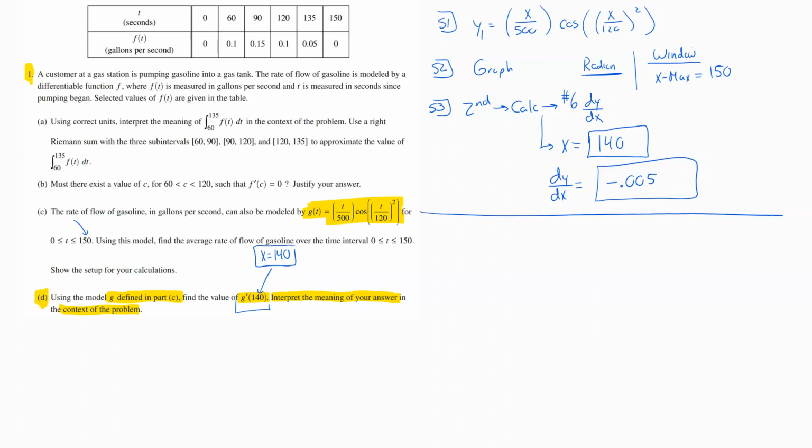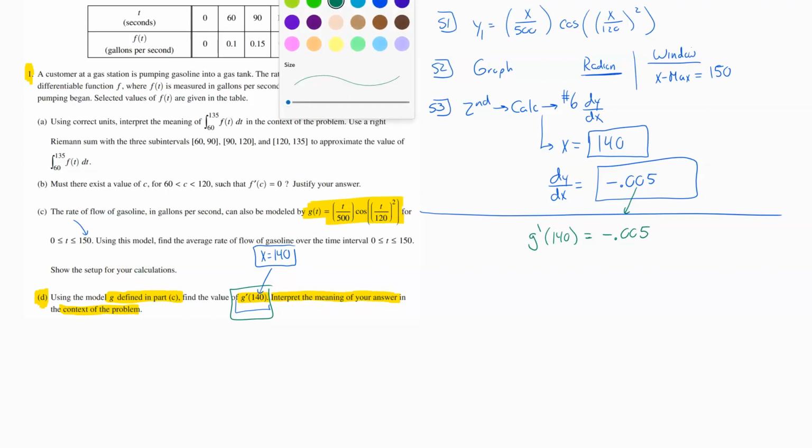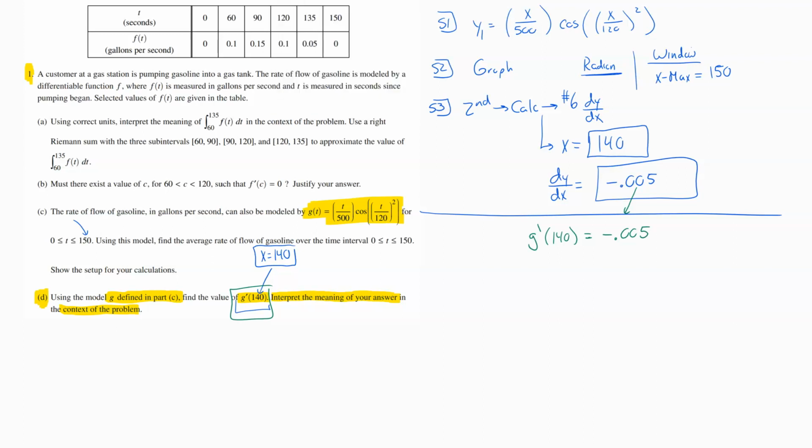Now let's use that answer and put this all back together in terms of the problem here. We need to interpret what this means. So we have G prime of 140 equals what we just got from above, negative 0.005. When I want to interpret the derivative, the units on that number are going to come from this type of notation here.